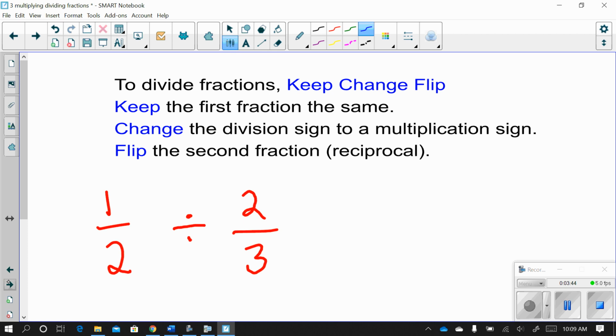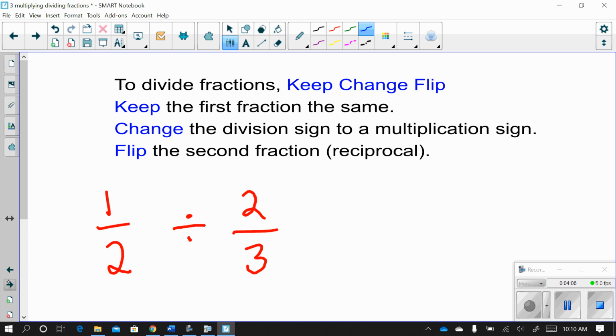Okay, so that's multiplying. So let's talk about dividing. Okay, hopefully you remember that keep, change, flip song back from elementary school. Okay, but to divide fractions, what you do is keep, change, flip. Keep the first fraction, change the division to multiplication, and flip the second fraction. Okay, that's also known as the reciprocal. So keep, change, flip.